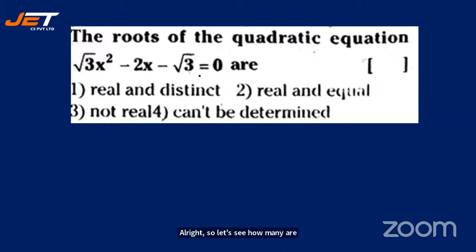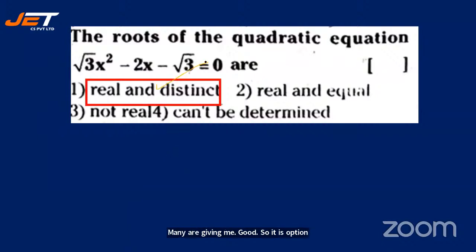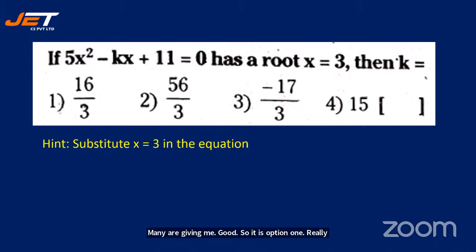Let me look into the chat box. Sai Vardhan is giving me, Vishwant. Yes, Riya Naik, you're absolutely right. Vishwant has given me the right answer. Okay, all right, all right. Many are giving me. Good. So it is option 1, real and distinct. All right. See the next question.